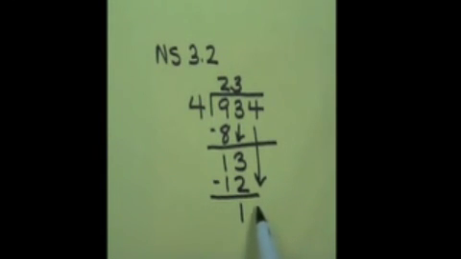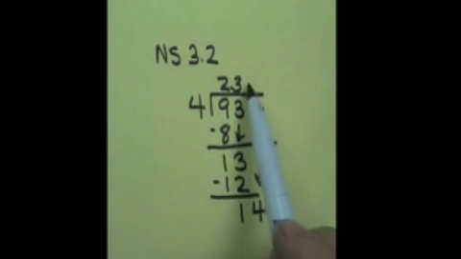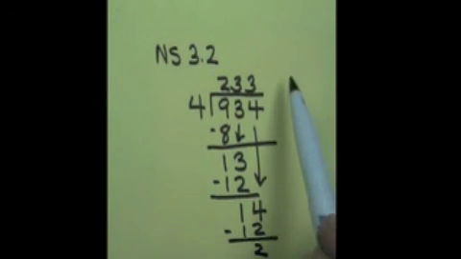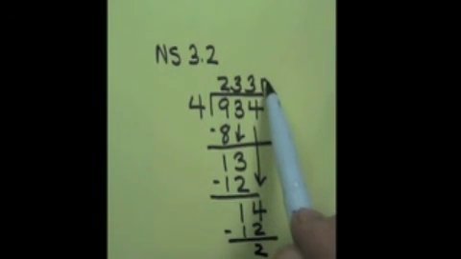And we ask ourselves, how many groups of 4 are there in 14? Now the answer to that is 3, because 3 times 4 equals 12. So we put the 3 at the top. 3 times 4 is 12. We subtract. We get a remainder 2, because 4 is bigger than 2. So put the remainder at the top. Remainder 2.